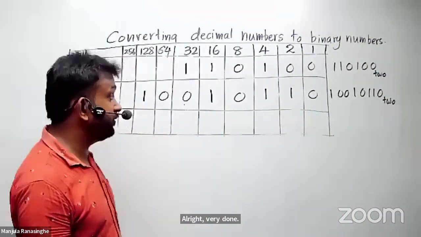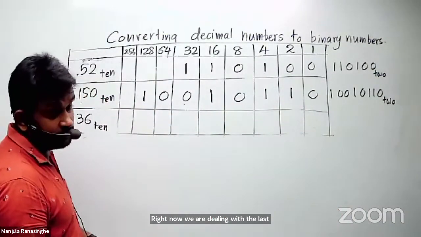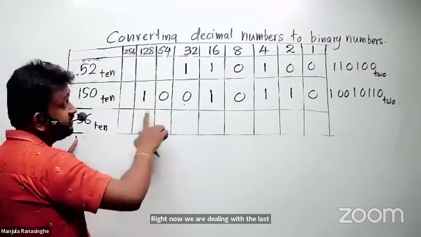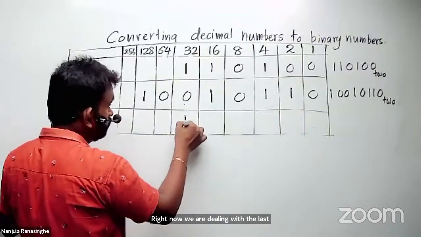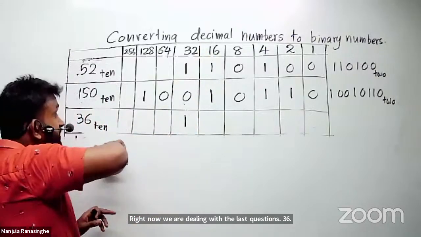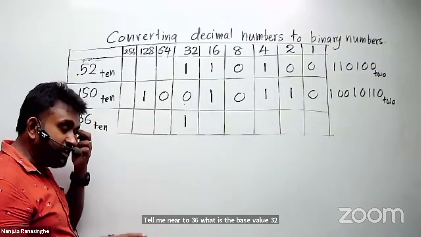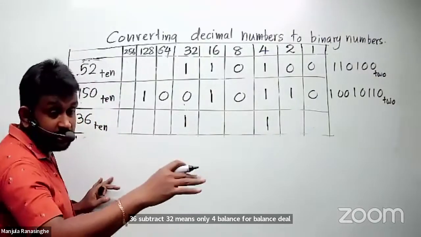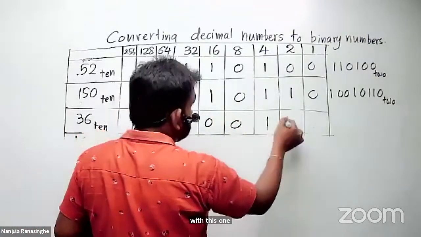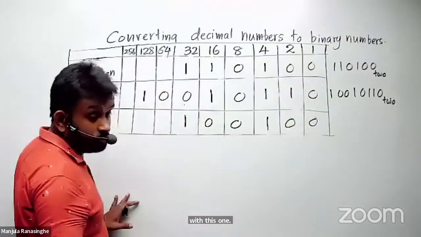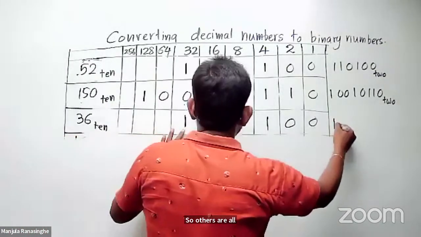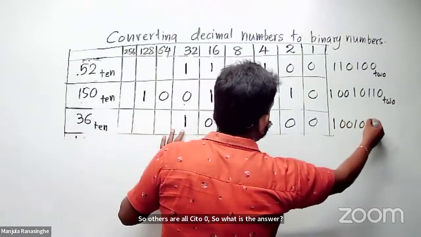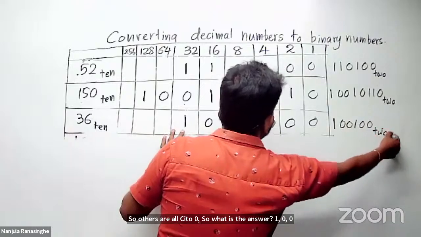Right. Now we are dealing with the last question. 36. Tell me, near to 36, what is the base value? 32. Then 36 subtract 32 means only 4 balance. Deal with this 4. So the others are all zeros: 0, 0, 0, 0. So what is the answer? 100100 base 2.